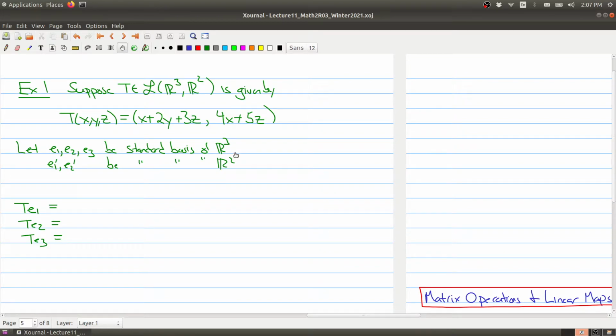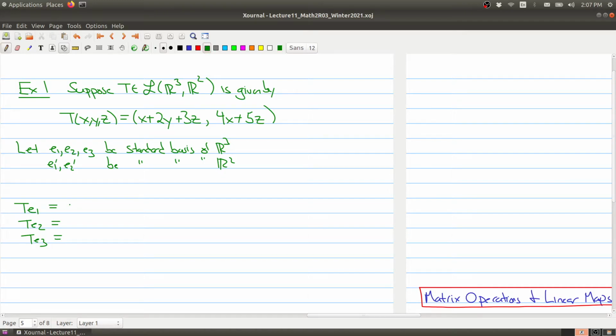So we need a basis for R3 and we need a basis for R2, and I'm just going to use the standard bases for both of them. Even though I wrote E1 prime and E2 prime, this one just means the vector 1, 0, and this means the vector 0, 1, and so on. So now the first thing that we need to do is take all of our standard basis vectors of R3 and stick them into our function and find out where they go.